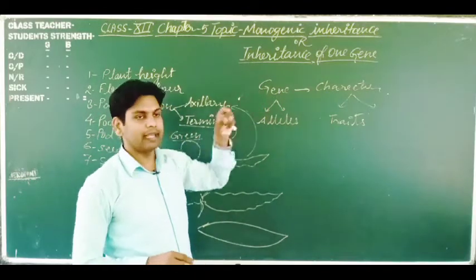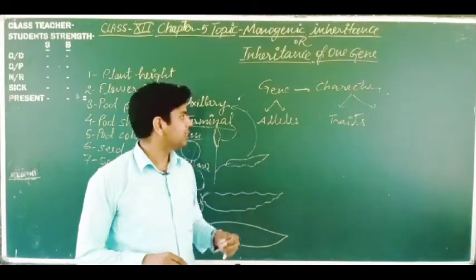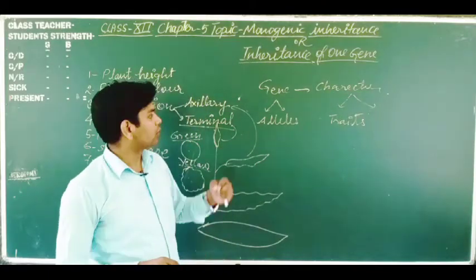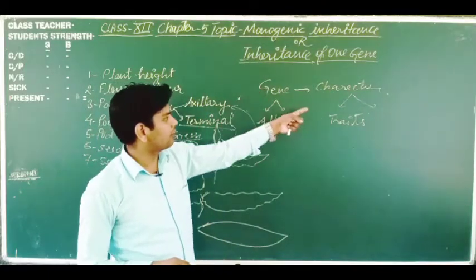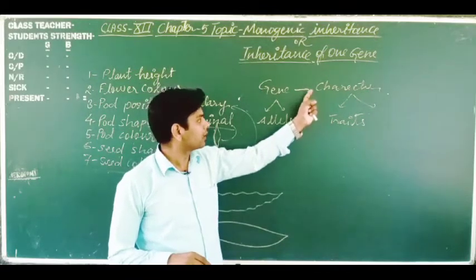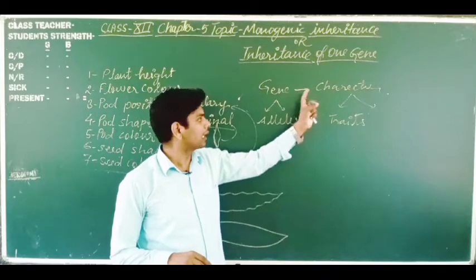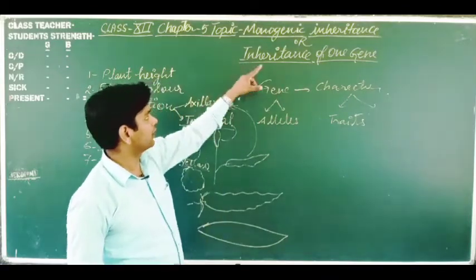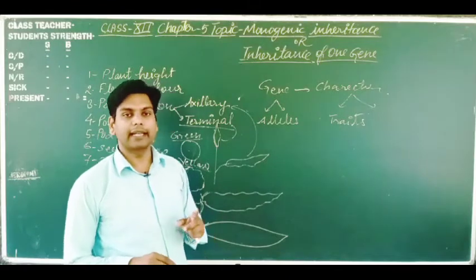If the gene is not inherited in the next generation, then the character will not appear in the next generation. Got it? That is why one gene is responsible for one character. So we are studying the inheritance of one character. That is why the inheritance of one character is known as monogenic inheritance, or inheritance of one gene.